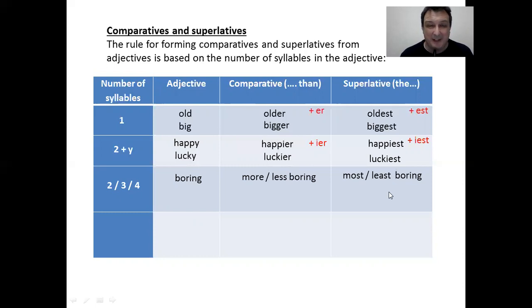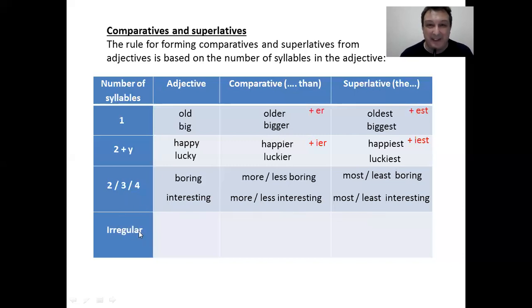Another example is interesting. Again, interesting could have three or four syllables depending on the pronunciation. More interesting or less interesting, the most interesting or the least interesting. Be careful with the pronunciation of this. Least, less and least.